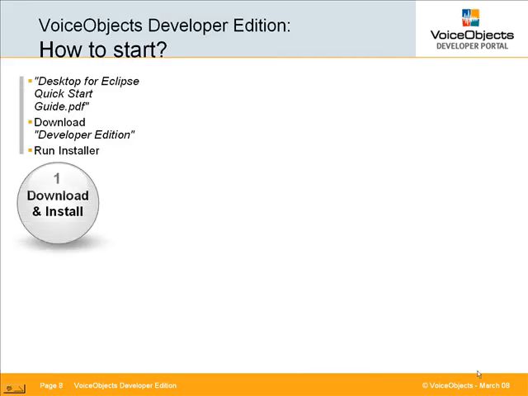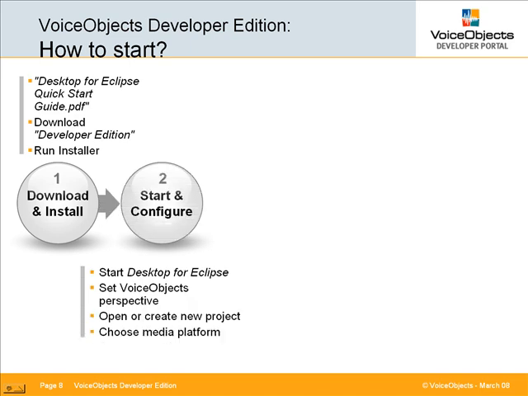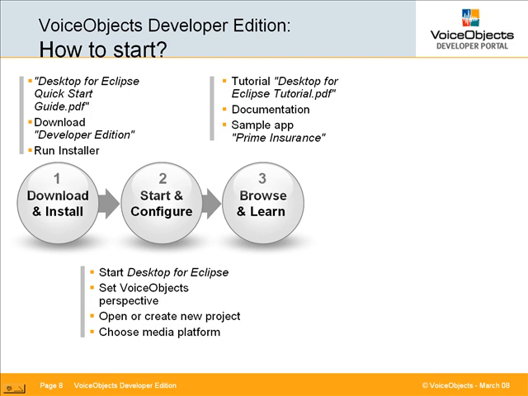Once you have downloaded the package, make sure you take a minute to read through the Quick Start Guide, which provides you with important information on installation and use of the Developer Edition. After installing on your Windows PC or laptop, you're ready to get going. An excellent place to start is the Desktop for Eclipse tutorial, which guides you through building a small sample application. After that, explore the documentation and the Prime Insurance sample application that comes with Desktop for Eclipse. It shows a variety of usage scenarios for you to explore.